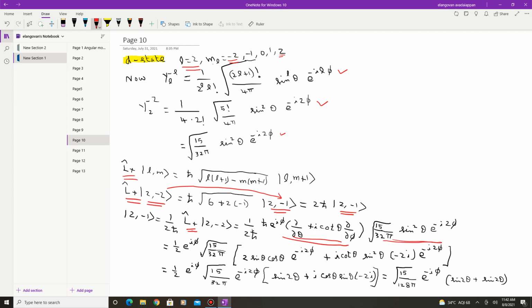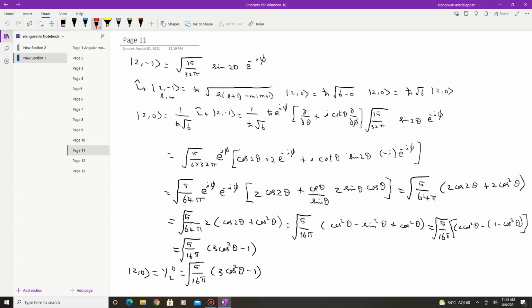Then you operate the operator on the wave function, and you will get this expression: 1 by 2 e power i phi, square root of 15 by 32 pi, into 2 cos theta sin theta cos theta e power minus 2i phi plus i cos theta sin square theta into minus 2i e power minus 2i phi. On simplification, and further simplification, you will get Y(2,-1) as square root of 15 by 8 pi sin theta cos theta e power minus i phi.